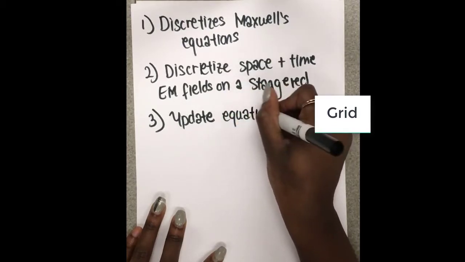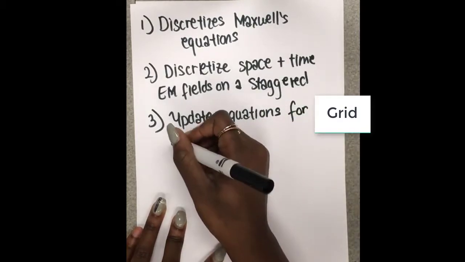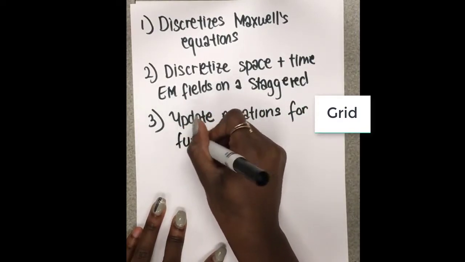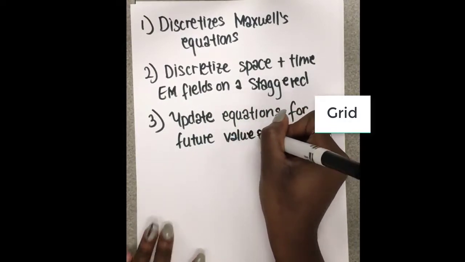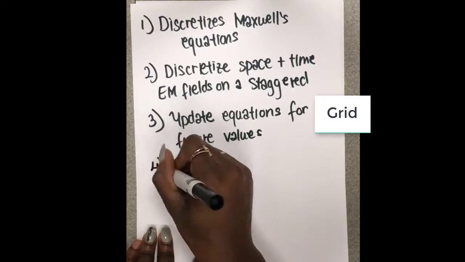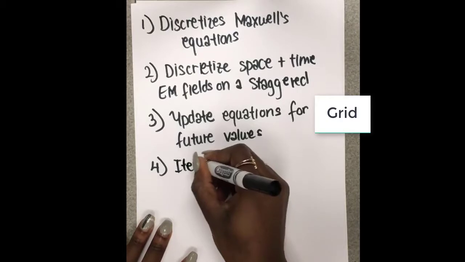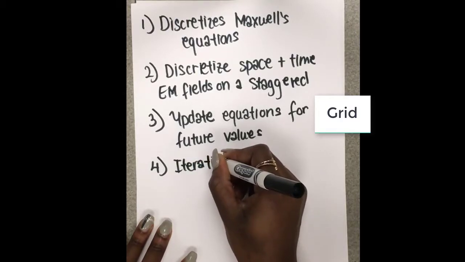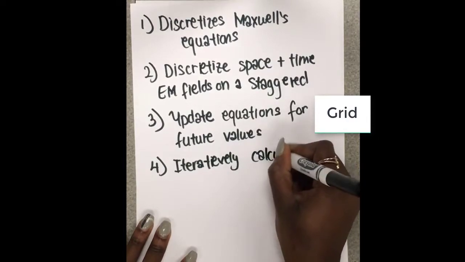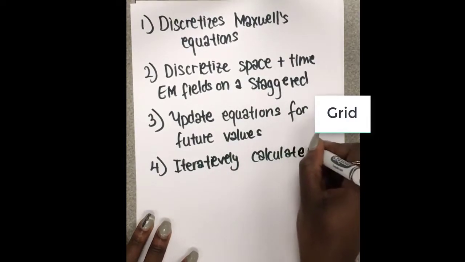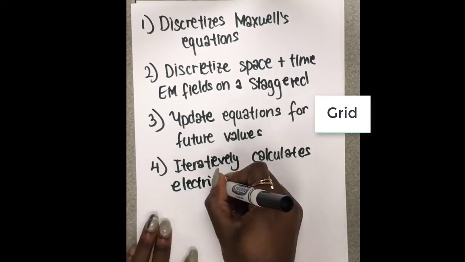Another thing it does is that it updates equations for future values. So it takes your past values in space and time, and it updates them in the future. And last but not least, it iteratively calculates the electric and magnetic fields.